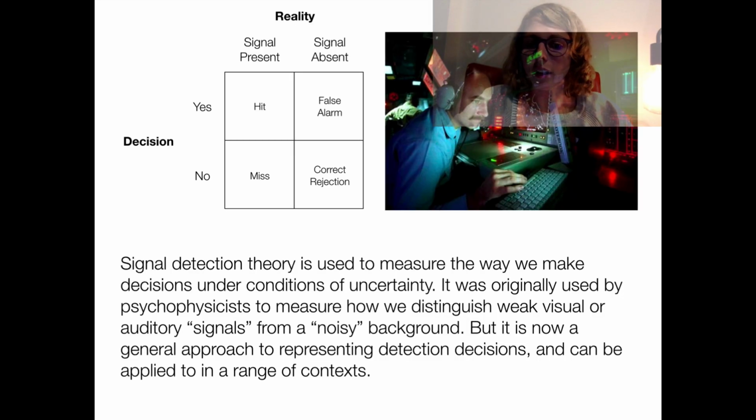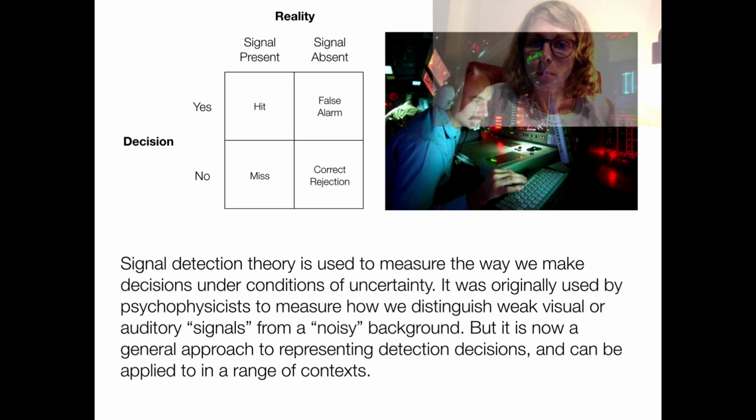So signal detection theory is used to measure the way we make decisions under conditions of uncertainty. It was originally used by psychophysicists to measure how we distinguish weak visual and auditory signals from a noisy background. Think actual signal operators. But it's now a more general approach to representing detection and decision problems, and it can be applied in a range of contexts. So here we have the classic way of representing data with signal detection. We have a 2x2 contingency table up in the top left there with 4 different cells. These contain hits, false alarms, misses, and correct rejections.